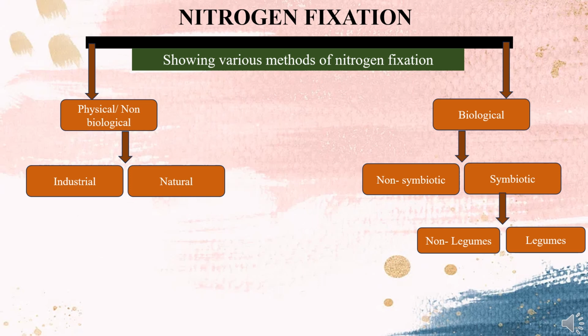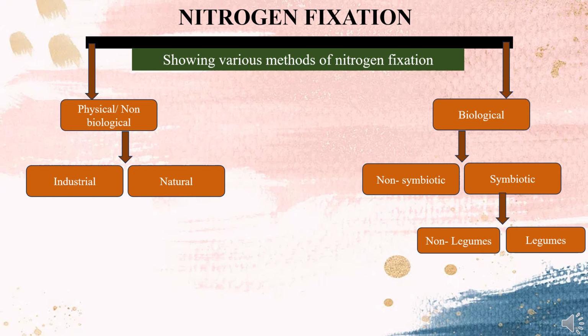Then nitrogen fixation. This flow diagram shows various methods of nitrogen fixation. Nitrogen cannot be utilized by plants in its native elemental form. It must first be combined with other elements such as hydrogen, carbon, or oxygen before it can be used by the plants. The process is known as nitrogen fixation, chemically referred to as nitrification, and is achieved primarily by some biological organisms and also by non-biological methods.